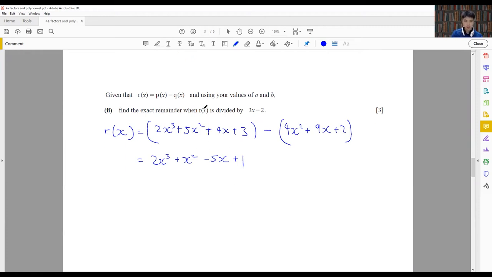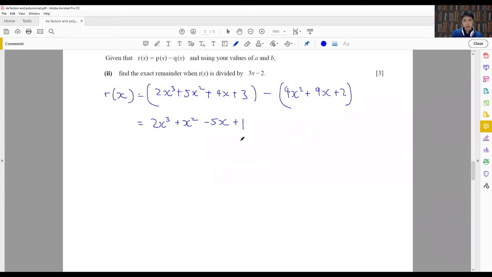Find the exact remainder. So we're going to use this divided by this using the long division method. Actually, instead of using the long division method, I think we'll just use the substitution method. So x actually equals 2 over 3. Substitute it into this equation here: 2 times (2 over 3) cubed plus (2 over 3) squared minus 5 times 2 over 3 plus 1. This will be r(2 over 3), like so.